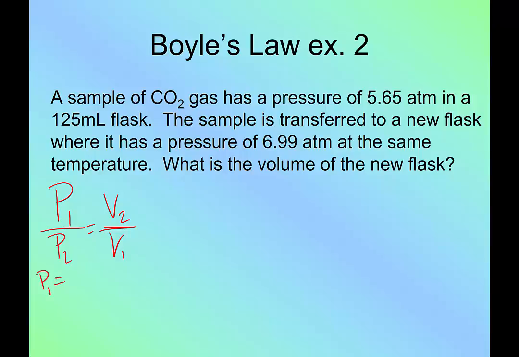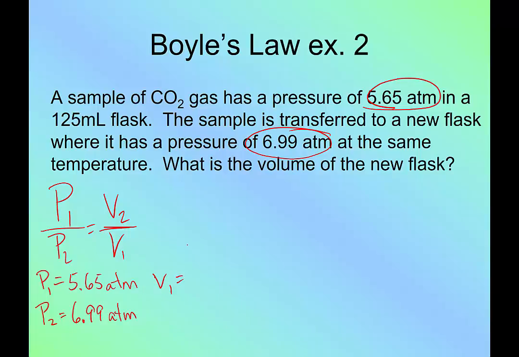My P1 is the first pressure that's listed, which is going to be the 5.65 ATMs. My second pressure is right here, 6.99, P2. My V1 is going to be the volume that went with the 5.65, which is 125 milliliters. And then there's my V2. My V2 is what I'm solving for because it says what is the volume. So that's my question mark.